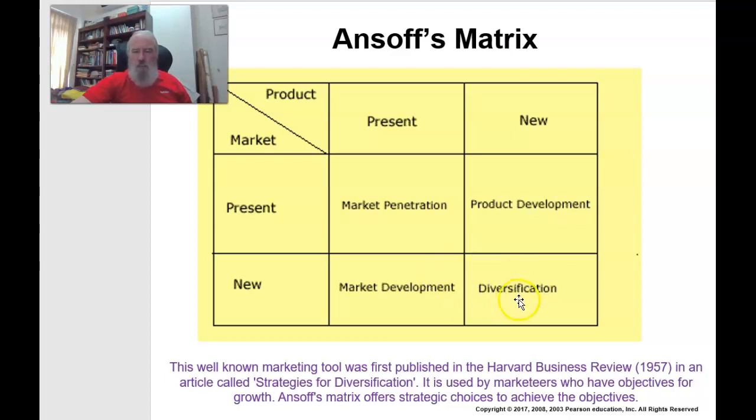Now the last one, which my old Professor Malcolm McDonald used to talk about, was diversification. And his words were along the lines of, why on earth anybody would ever want to do this is beyond me. A new product in a new market, you're just asking for trouble. So when looking for growth, and all organisations are looking for growth, they need to think about which one of these 4 strategies they're going to follow.